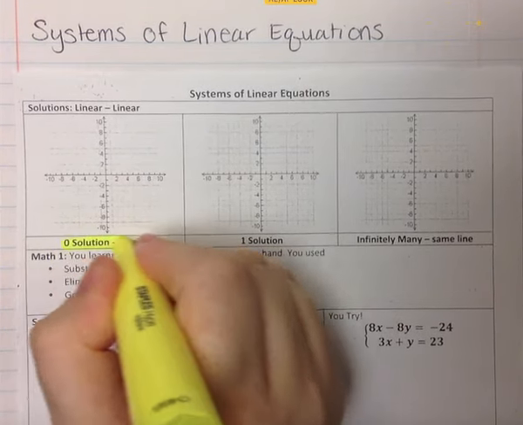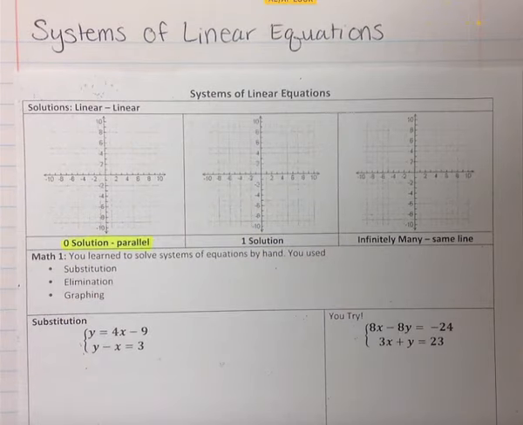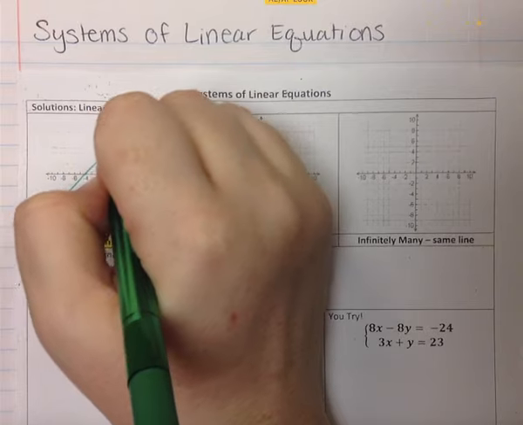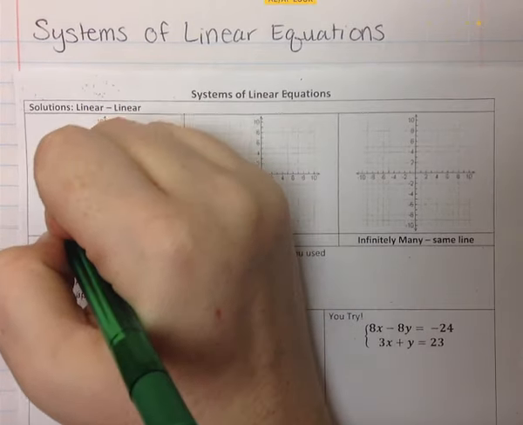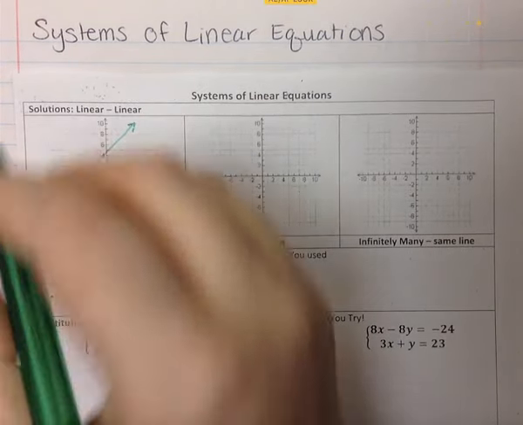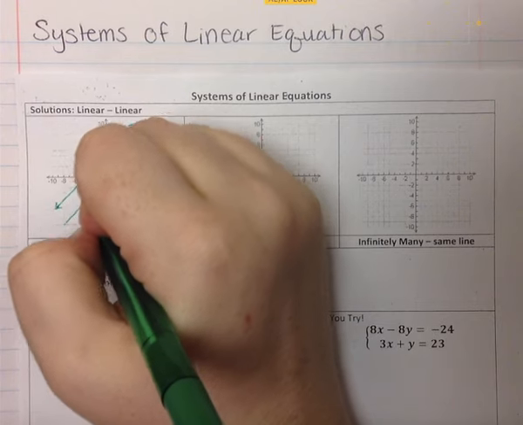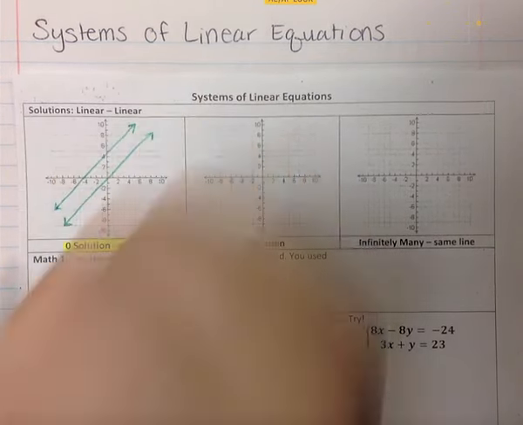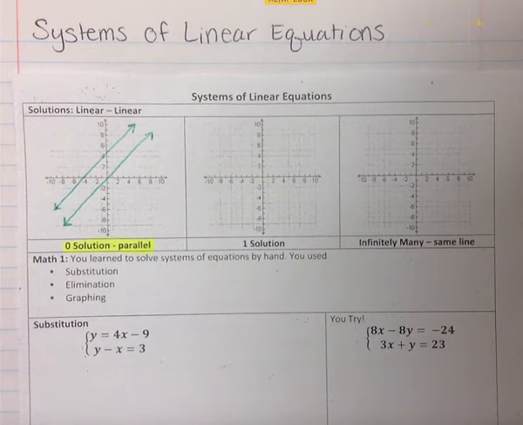Zero solutions when lines are parallel is because the lines will never cross. So an example of this would just be two lines that have the same slope. They will have different y-intercepts. That's the key point, is that they do have the same slopes, but they also have to have different y-intercepts to be parallel. These lines will never cross one another.